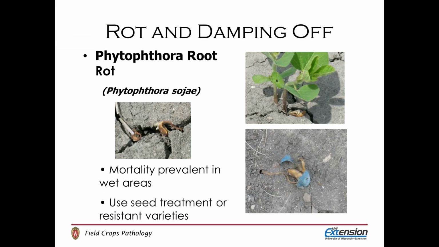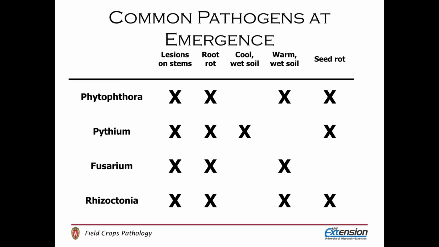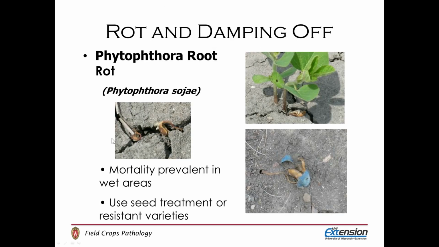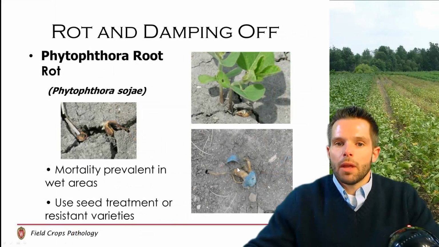Here's some of the damage that you might see from Phytophthora root rot. You'll notice that you can have emergence issues right from the seedling stage, maybe some damping off once the plant has emerged from the soil, and eventually we can have stem lesions which can form later on.